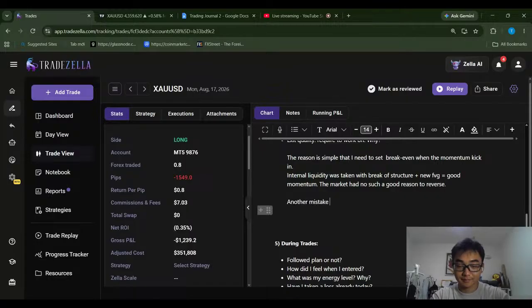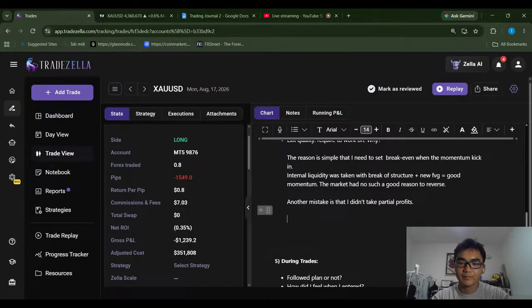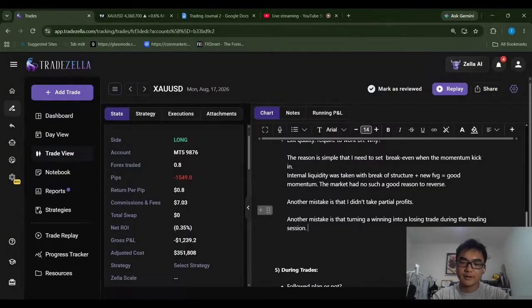Another mistake is that I did not take partial profits. And another mistake that I can see is that I turned a winning trade into a losing trade during the trading session. Yes, this is the biggest one.